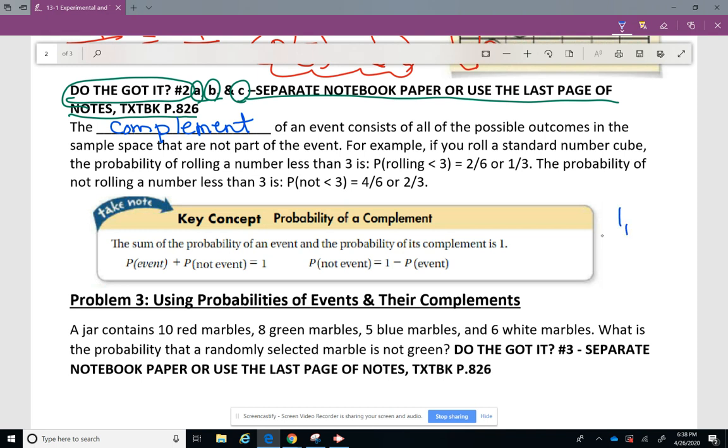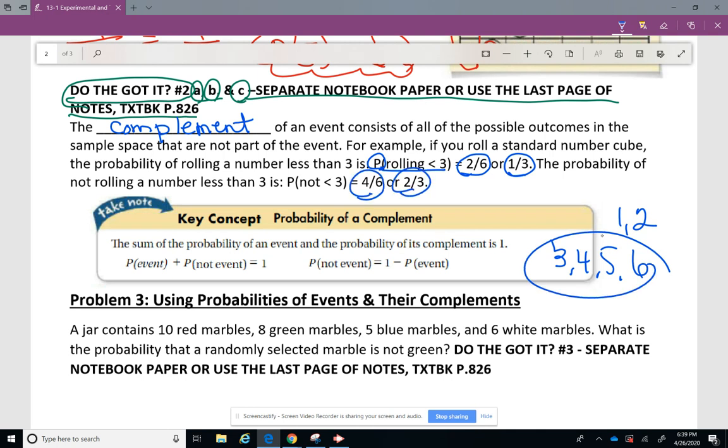For example, if you roll a standard number cube, the probability of rolling a number less than 3, so you're going to roll either a 1 or a 2, okay? That's 2 out of 6. The probability of rolling a number less than 3 is 2/6, but you always reduce, so that's 1/3. Now, the probability of not rolling a number less than 3, well, that's going to be 3, 4, 5, and 6. So that's 4 out of 6, or 2/3.